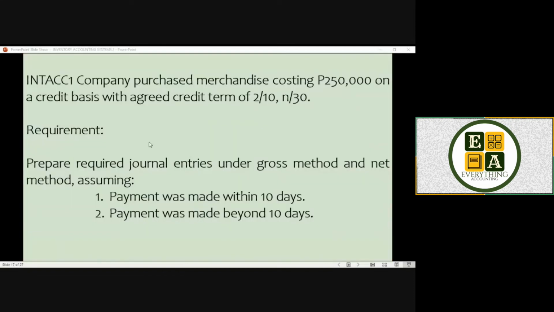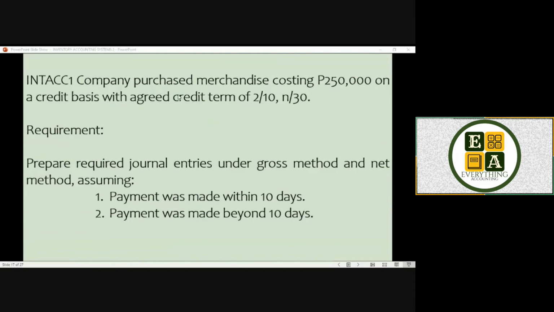So example, in Takwan Company, purchase merchandise costing 250,000 on a credit basis with agreed credit term of 2/10, n/30. Yung requirement, journal entries under gross method and net method. Assuming payment within 10 days, number 1. Then assuming payment was made beyond 10 days, number 2.